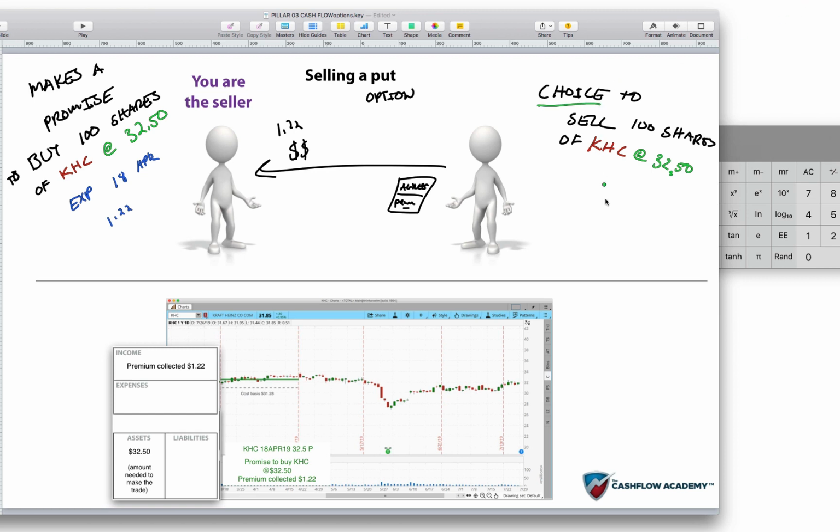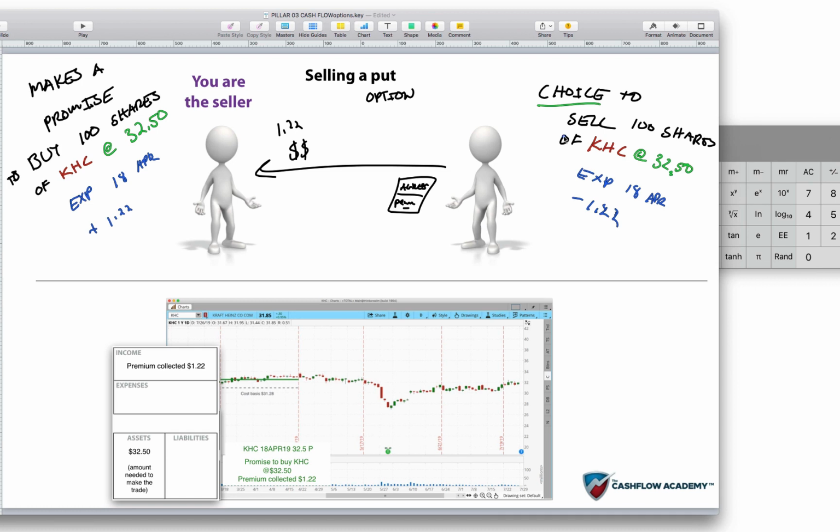It's his choice. And this is going to be done at an expiration, same thing, 18th of April in this case. And he's going to pay you that $1.22. So he loses $1.22 and you get that $1.22. You make the promise, he gets to have the choice now. And that's really the transaction.